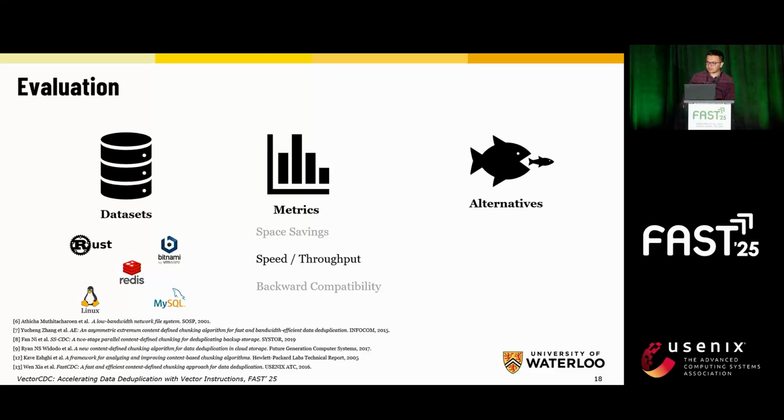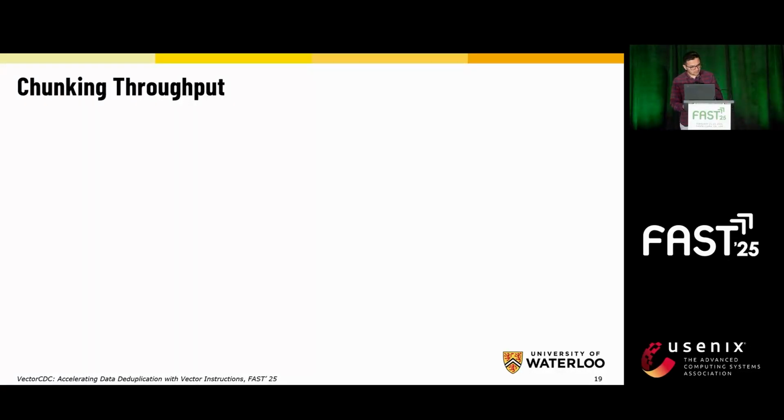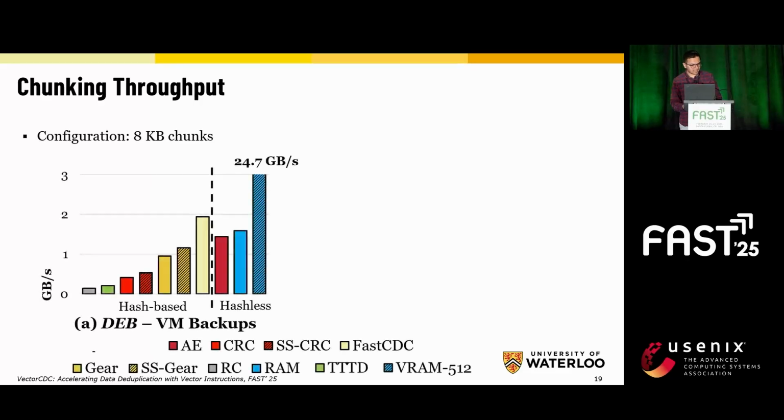And we compare a whole range of alternatives, both hashless and hash-based. All of these are CDC algorithms. And the majority of them are not vector accelerated, except SSCDC, which I showed you at the beginning of today's talk, which is vector accelerated. So what do our results look like? For this experiment, we use our VM backups dataset, and we use 8 kilobyte chunks. The x-axis shows you different CDC algorithms, and the y-axis shows you speed.